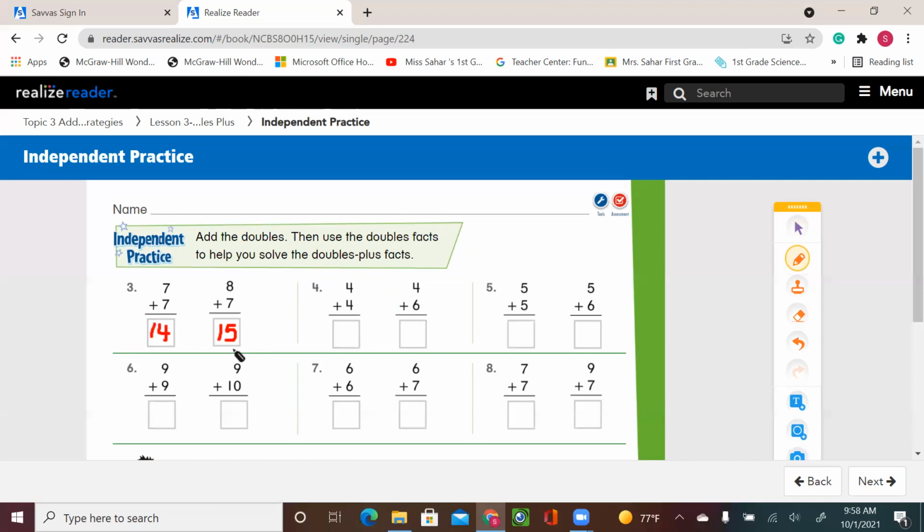Awesome. So you have the same. You can have near doubles, either 1 number or 2 numbers. All right. That's it for today, first graders. Have fun and enjoy the rest of the activity. Bye-bye.